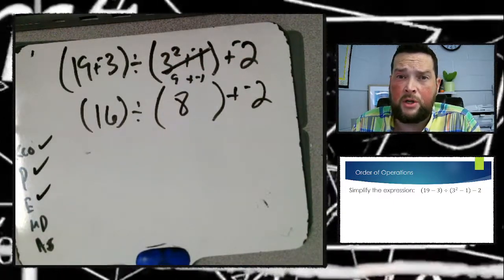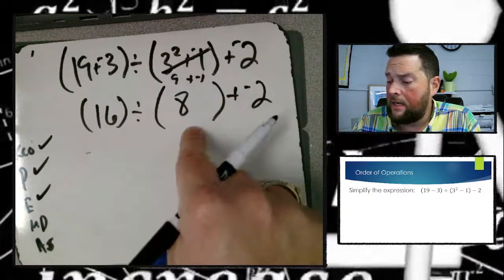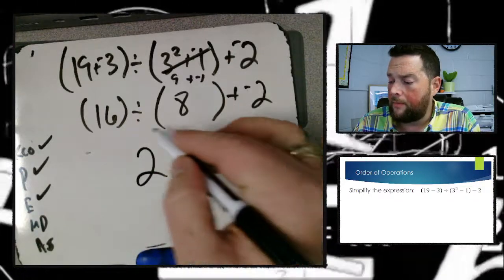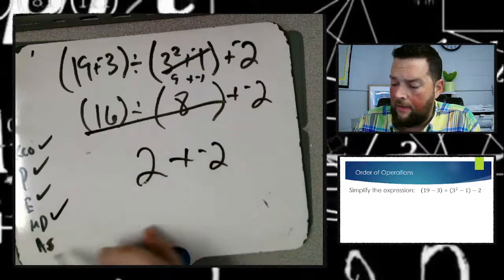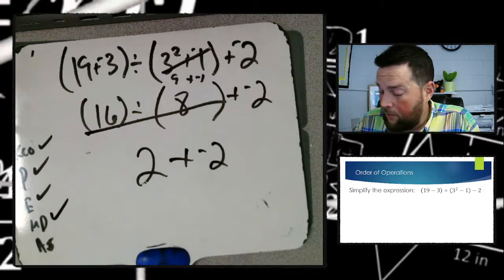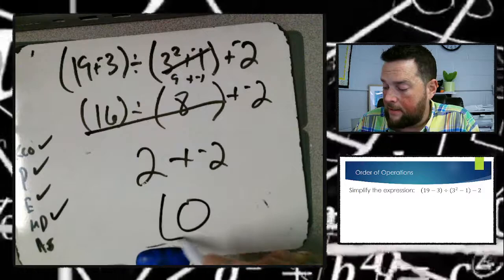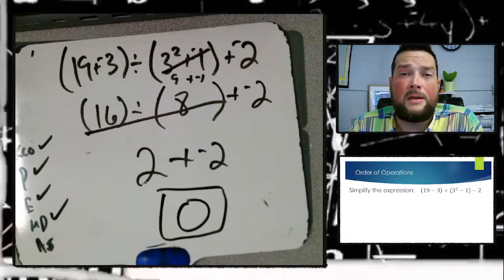I'm down to multiplication or division from left to right. 16 divided by 8, that's 2. I'm going to cross that out, bring down what I haven't touched. And then down to the addition or subtraction from left to right, I have 2 plus negative 2, that's 0. So my final answer is 0.